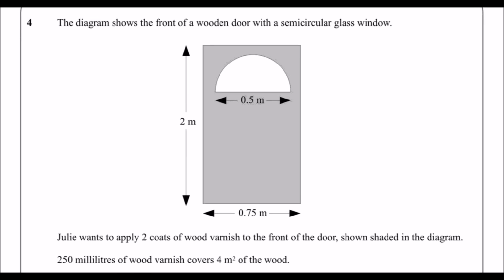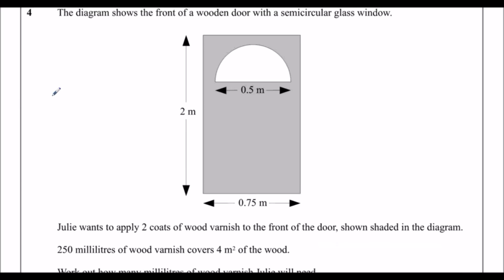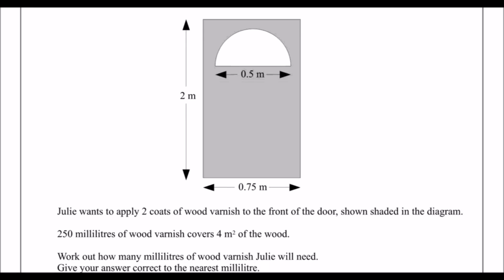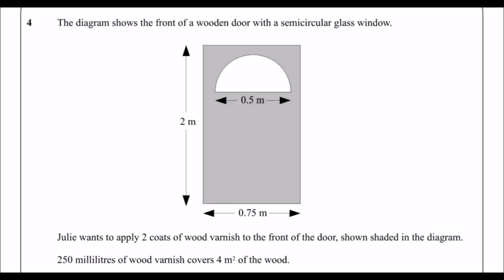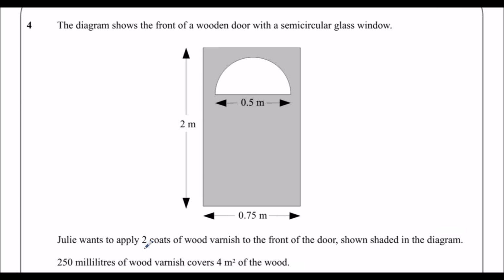Question 4. The diagram shows the front of a wooden door with a semicircular glass window. And Julie wants to apply 2 coats of wood varnish to the front of the door, so the shaded area, and 250 milliliters of wood varnish covers 4 meters squared. How many milliliters of wood varnish does Julie need? So it's the shaded area, and then times 2 for 2 coats, and then we'll use this information.